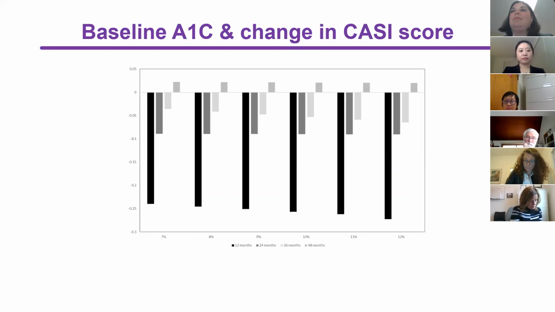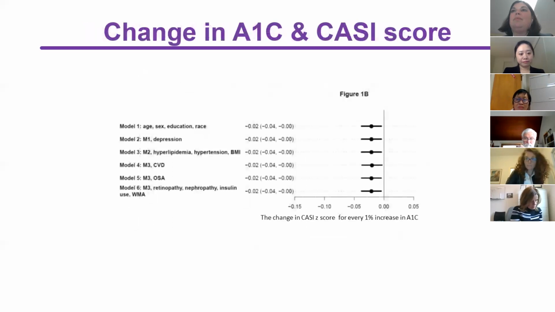This figure demonstrates the relationship between the baseline A1C and the change in CASI Z-score over time. There was a statistically significant relationship between A1C and the CASI Z-score over time, with a significant P for interaction. And this relationship persisted again after multivariate adjustment. Next slide.